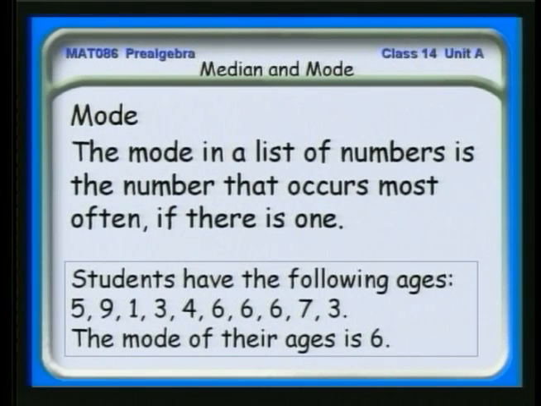The mode is a different statistic. Here, the mode in a list of numbers is the number that occurs most often. For example, here's the students in a class or in a school. It's a very small school, maybe the one like I went to, and I look for the numbers that occur the most. As I list them, I see that there are 3 6s. The number that occurs the most here, which is the mode of the ages, is 6.